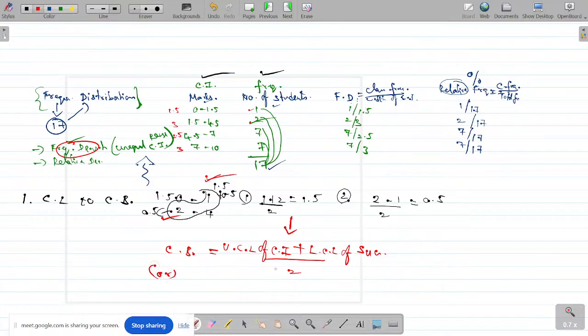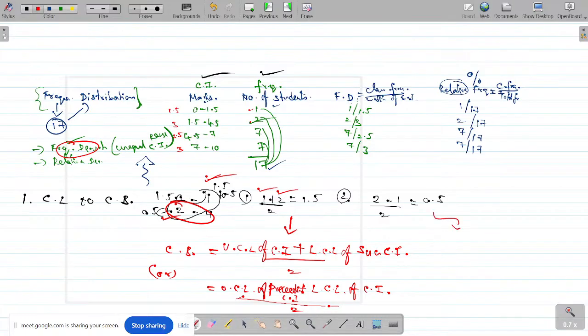Or I can write it this way also. I'm considering with respect to this class interval. So shall I write this 2 as the lower class limit of the class interval? And what is this 1 then? Upper class limit of the preceding class interval. What does preceding mean? The one before. What does succeeding mean? The one after. So this is the succeeding class interval, and this is the preceding class interval. Divided by 2, the same way.